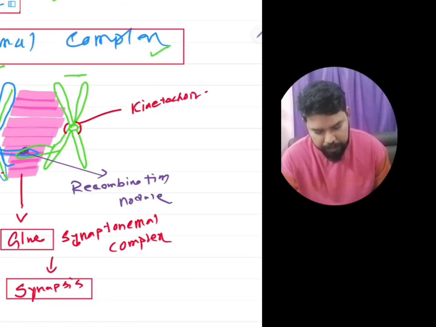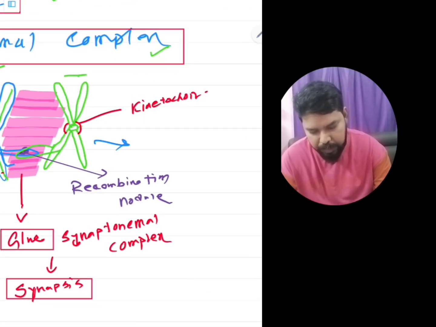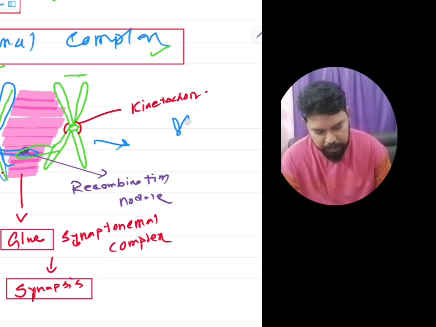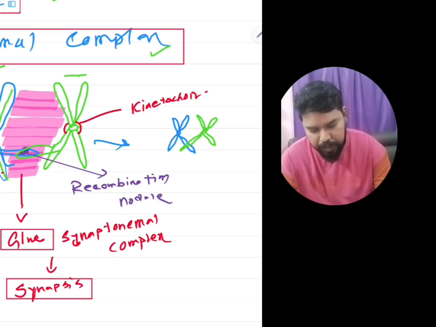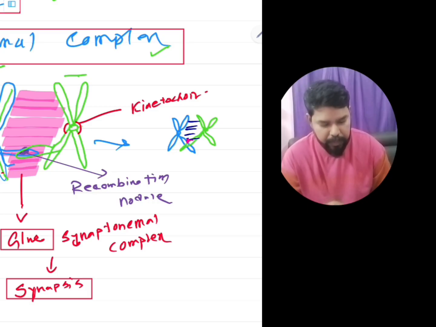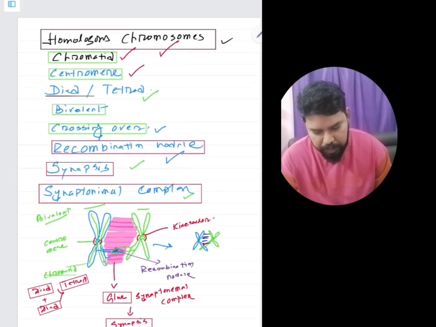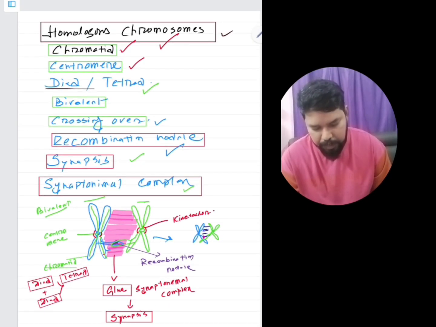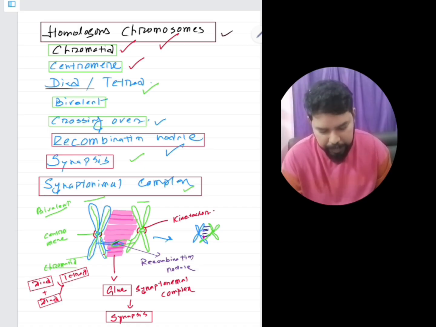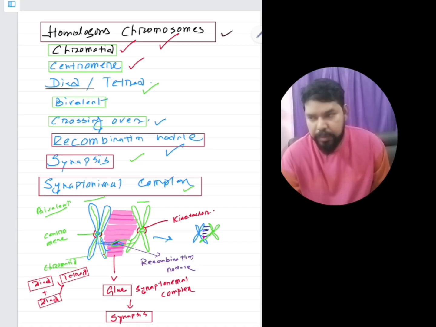Let me draw what the chromosomes look like after crossing over. This is the chromosome, suppose. Here is the chromatid. Here is another chromosome. The crossing over has taken place. And here will be the synaptonemal complex, and here the recombination nodule. So this is the entire story of meiosis. These things happen in the process.